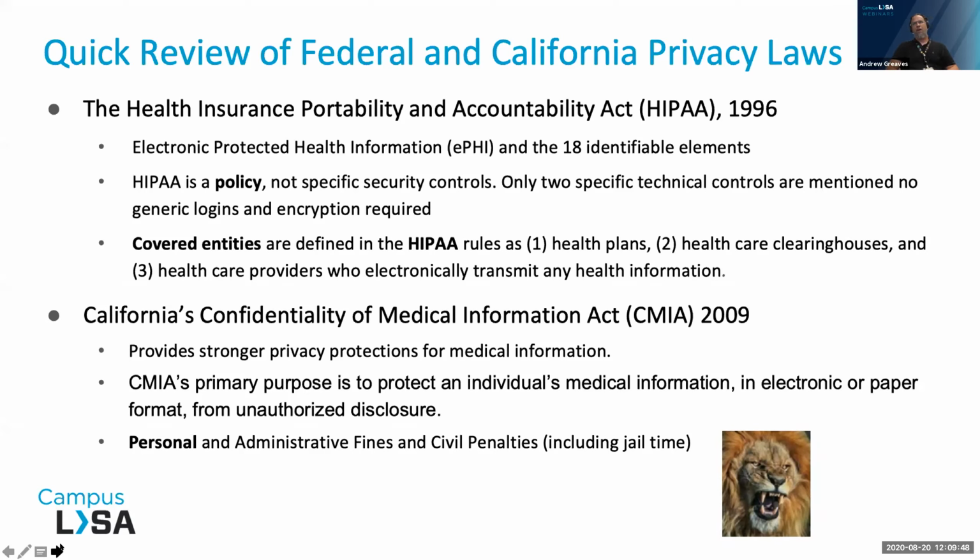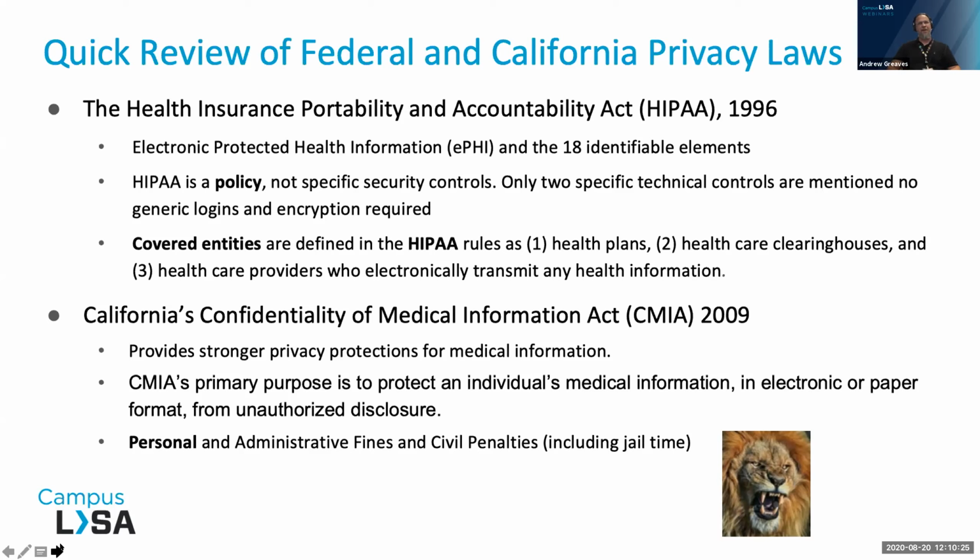So one is a federal act that was passed by Congress in 1996. I'm sure many of you have heard of HIPAA. It stands for Health Insurance Portability and Accountability Act, and it defines ePHI with 18 identifiable elements, things like name, social security number, email address, and then the 18th, which is probably the most challenging to deal with: any unique identifying number, characteristic, or code. But what is that definition? So there's a lot of gray area there.